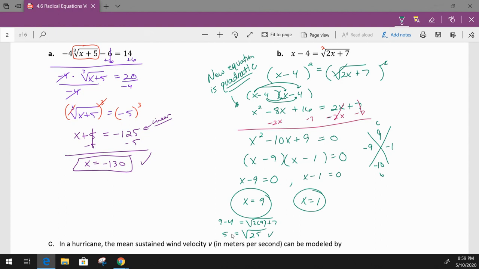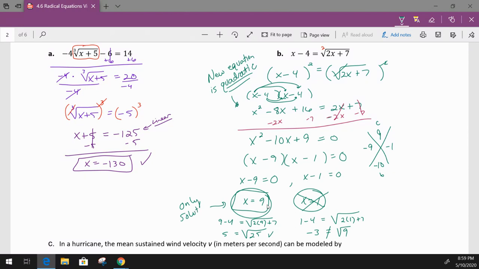So that checks out. However, when I substitute 1 into the equation for x, 1 minus 4 is negative 3. On the right, 2 times 1 plus 7: 2 times 1 is 2, plus 7 is 9, so we have the square root of 9. The square root cannot equal a negative answer. So 1 is an extraneous solution, where 9 is the only solution.